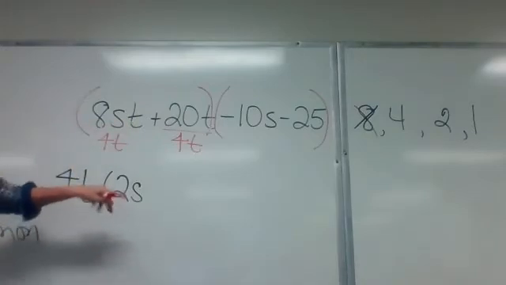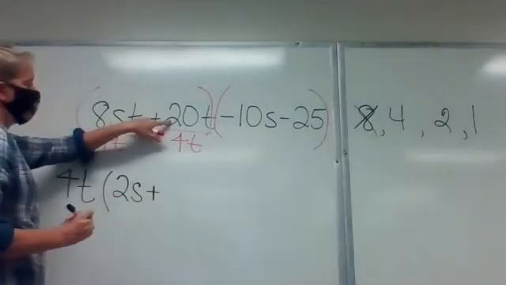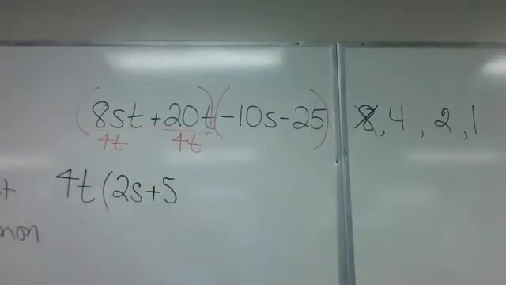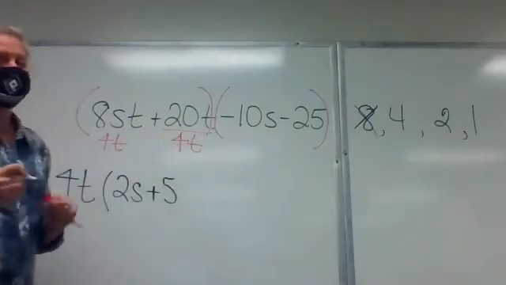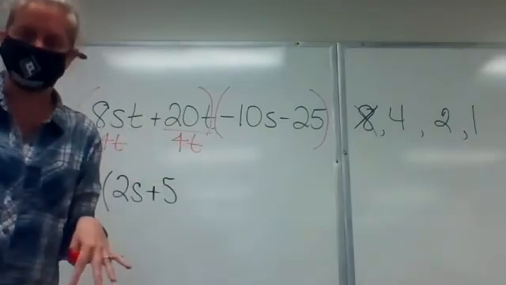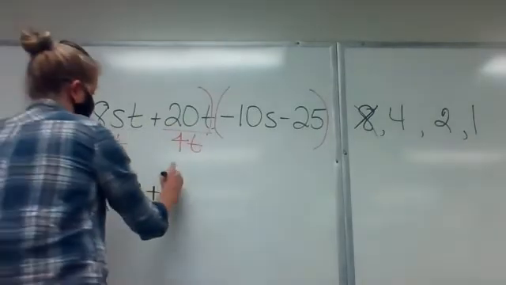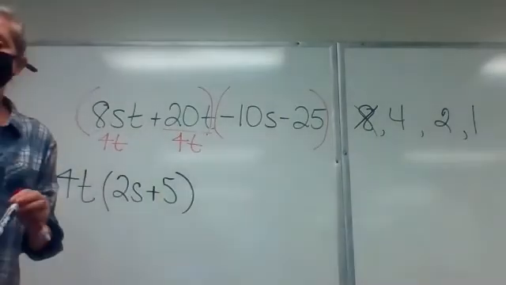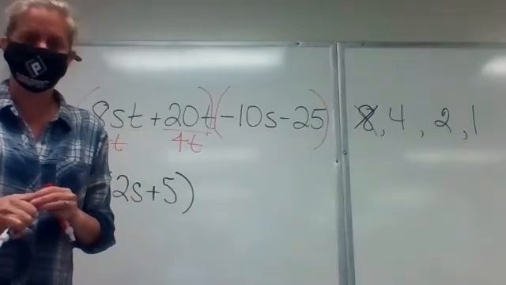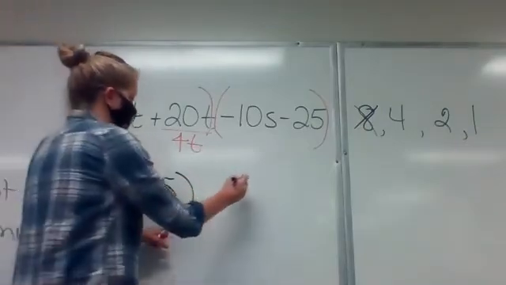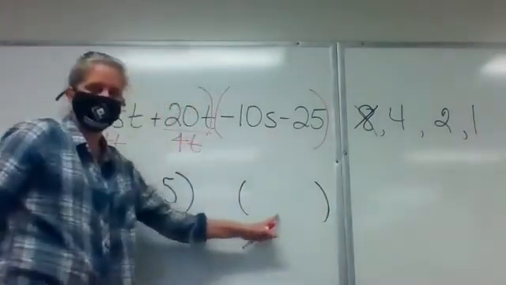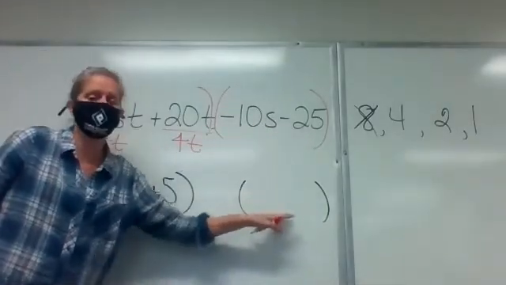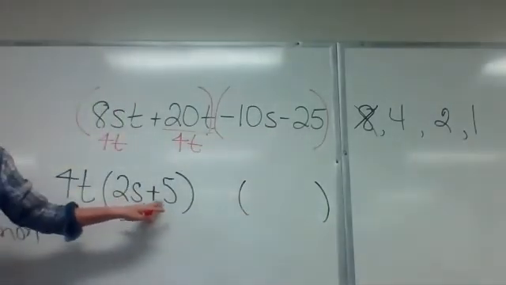So I'm just left with 2S plus 20 divided by 4 gives me 5. T divided by T leaves me with no T's, right? If you subtract those exponents, you get nothing. So 2S plus 5. Now, remember on that last problem, what is left in this parentheses, when I pull what's in common out of here and put what's left over in the parentheses, it has to match this parentheses.